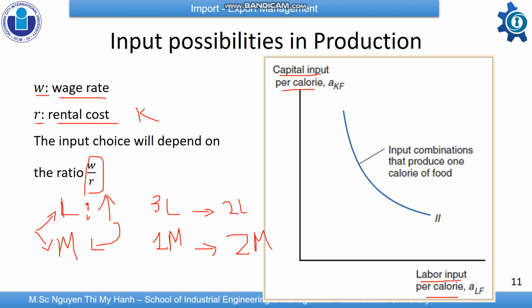Or if the rental cost is increased, we will tend to use more labor and reduce the number of machines. So it's represented in this slide.